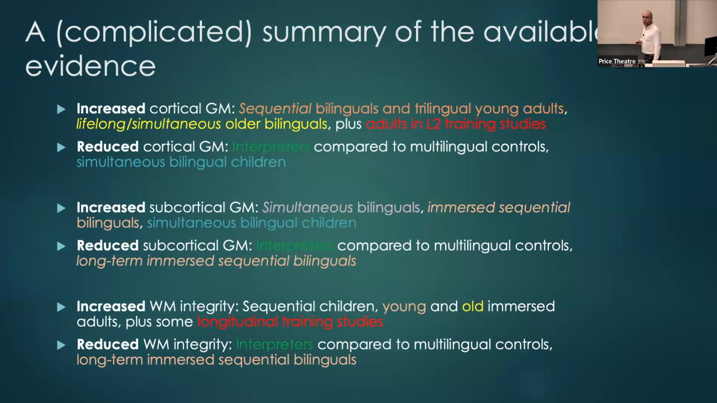Here's a summary of what we knew up until then, right? Cortical gray matter increases have been reported in sequential bilinguals and trilinguals without a lot of experience, lifelong simultaneous older bilinguals and adults in L2 training studies. Cortical gray matter is reduced in interpreters compared to multilingual controls, and also in simultaneous bilingual children. Subcortical gray matter, that's the basal ganglia and the thalamus, and also white matter integrity follow very similar patterns. So you get increases in subcortical gray matter in simultaneous bilinguals, immersed sequential bilinguals, simultaneous bilingual children, reductions in interpreters, again, my favorite group, and then white matter integrity increases in similar groups, and then some decreases again in interpreters.